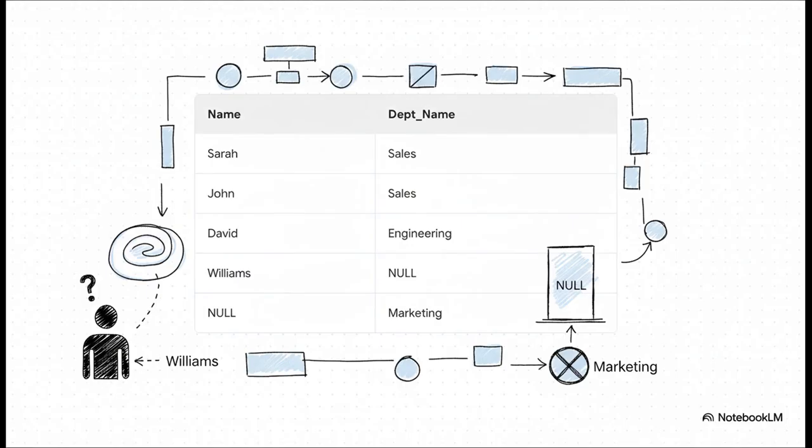And here it is. Check it out. We can now see our unassigned employee Williams with a null department. And we can also see our empty department marketing with a null employee name. This one query shows us everything, and it perfectly highlights where all the mismatches are.